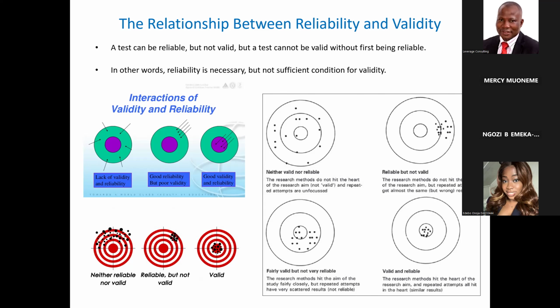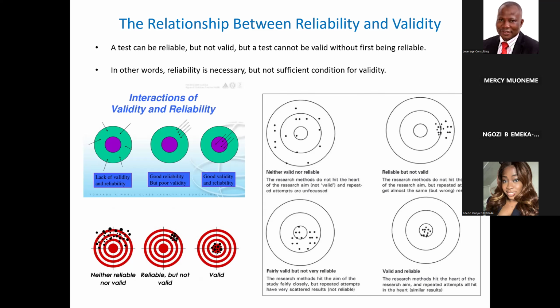So let's look at this dart. Let's see the interaction of validity and reliability. Imagine this purple area is what you are targeting. You are throwing arrows, or shooting darts. You are targeting the purple area. Look at the first one. It's just scattered. Somebody is supposed to target the purple, and it's not targeting the purple. It's not valid. Even where it's targeting outside, it's not consistent. It's not reliable. So that first one is just scattered arrows.